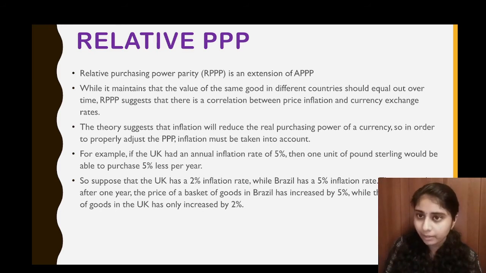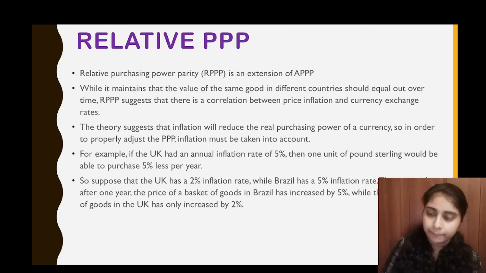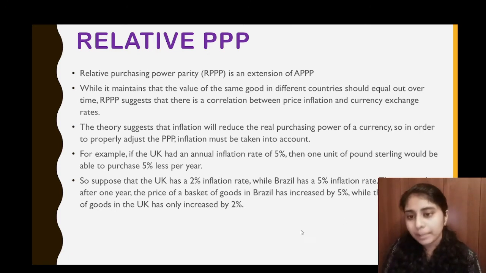In absolute purchasing power parity, we only take into consideration the price of the product, but in relative purchasing power parity, we take into consideration inflation rate, tariff, export-import cost, transportation cost, all other such factors plus the price of the product. Okay, so relative purchasing power parity is an extension of absolute purchasing power parity. While it maintains that the value of the same good in different countries should equal out over time, it suggests that there is a correlation between price inflation and currency exchange rate.